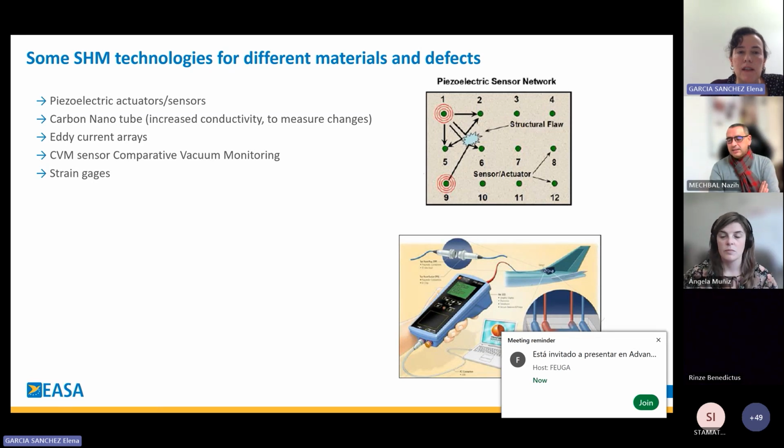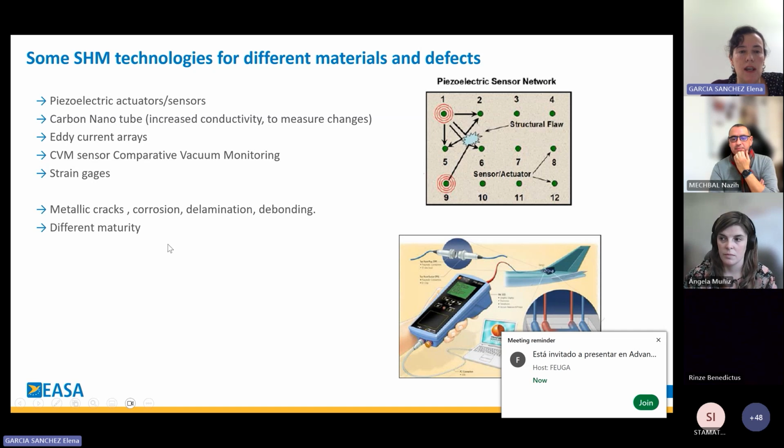There are different SHM technologies for different materials and different defects, like you have already discussed about PCT with guided waves, carbon nanotube, eddy current arrays, comparative vacuum monitoring, or strain gauges, and they are at different stages of maturity and are applicable to different structures. They can be used to detect metallic cracks, corrosion, delamination, debonding.